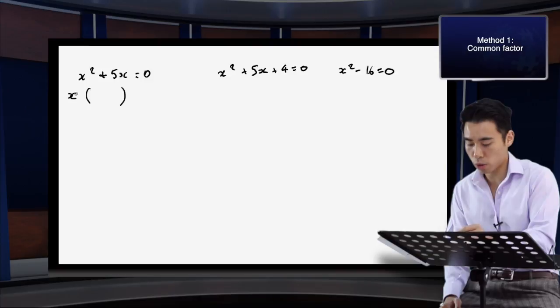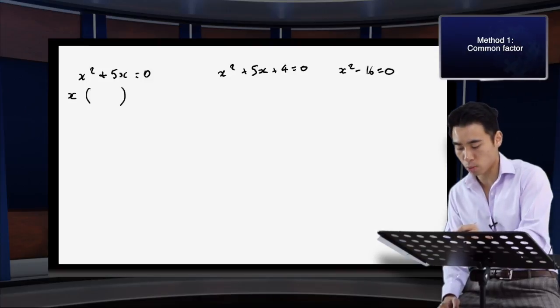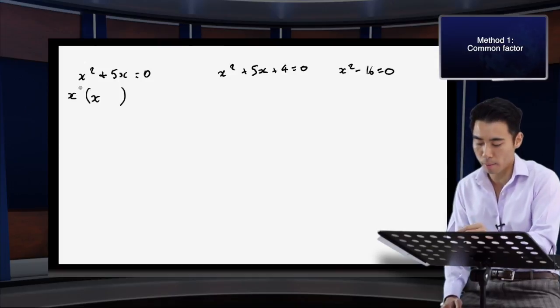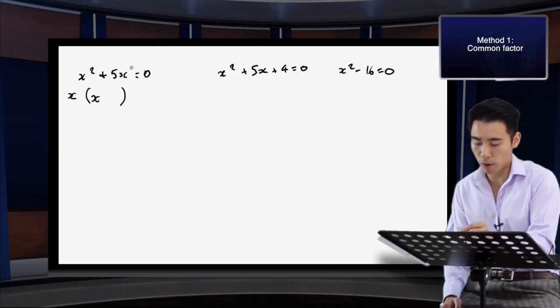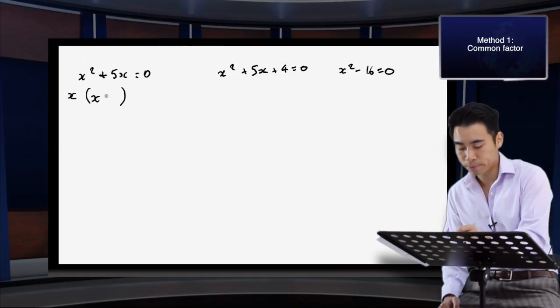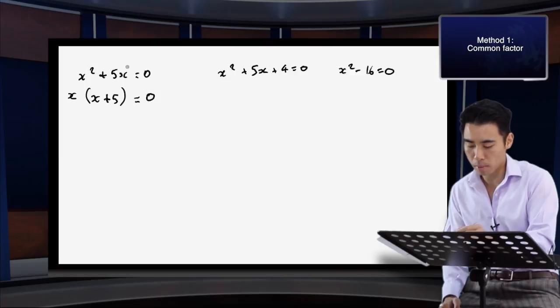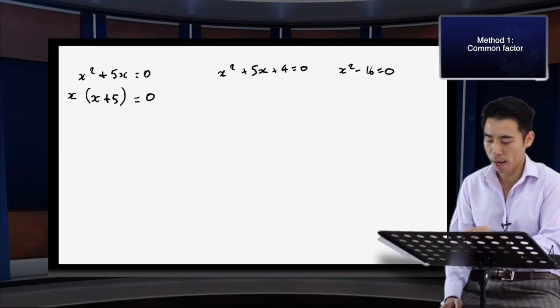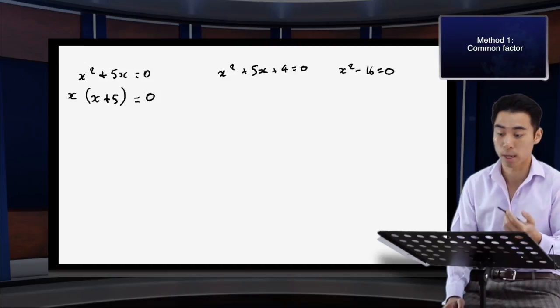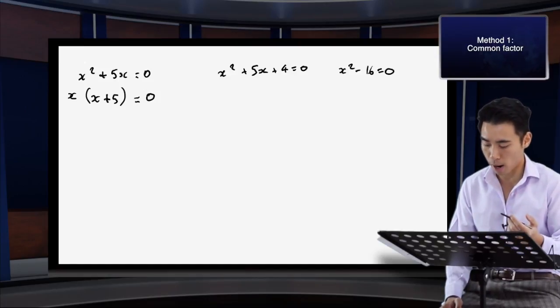How do I get to my x squared? What do I multiply my x by to give me my x squared? Well, it's just x. And looking at the second term, what do I multiply my x by to give me plus 5x? Well, it's going to be plus 5. Okay, and then obviously the right-hand side stays equal to 0. And just note here that if that was a minus, then obviously there'll be a minus inside the brackets. My second term inside the brackets would be minus 5 rather than plus 5.